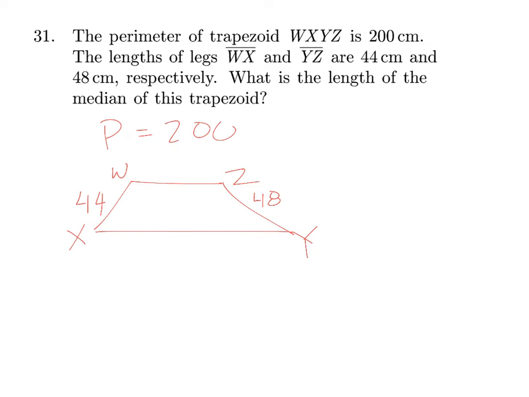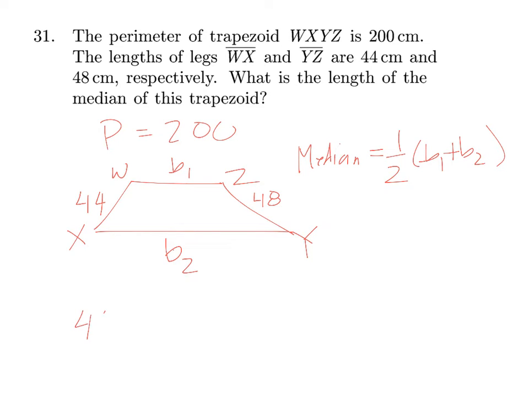Its perimeter is 200. Huh. Very interesting. This is base 1. This is base 2. All right, to figure out the median, the length of the median, or the mid-segment, it's half of base 1 plus base 2, all right? Now, you're not going to be able to find base 1 and base 2 individually, but you can find what they add up to.